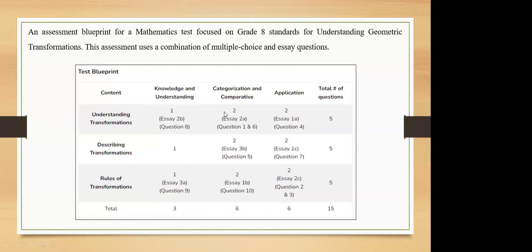Then under understanding and transformation, he is going to give also a comparative 2 questions, essay questions, question number 1 and question number 6. And from the application part, question number 4, 2 questions. So altogether 5 questions from the understanding and transformation part. This is a subtopic of the lesson. There are 3 main lessons under this unit. So he is planning like this.